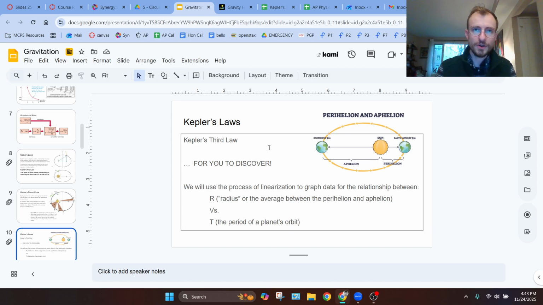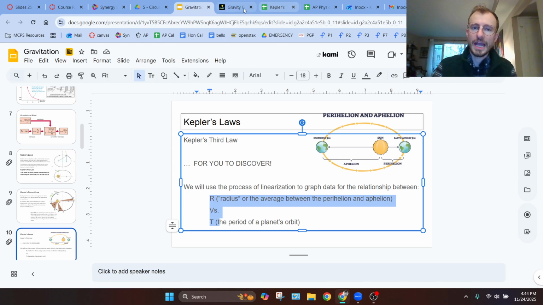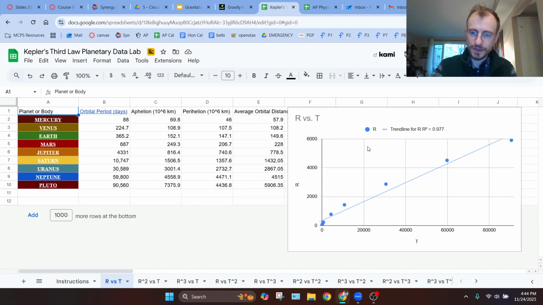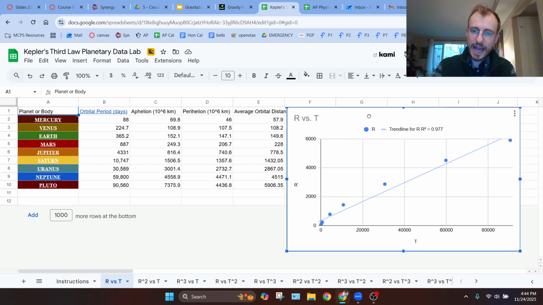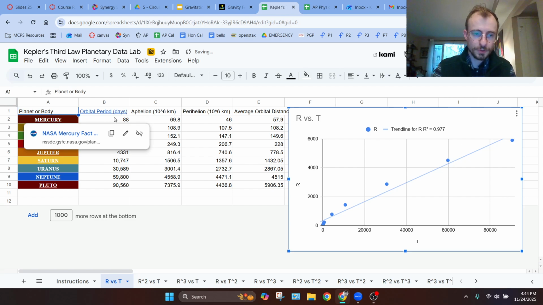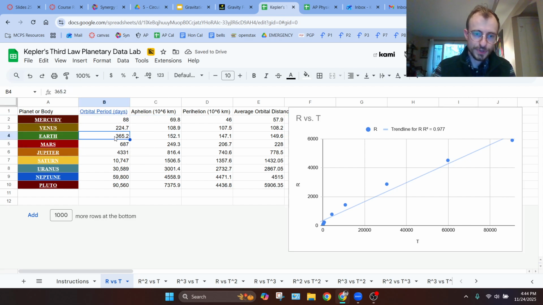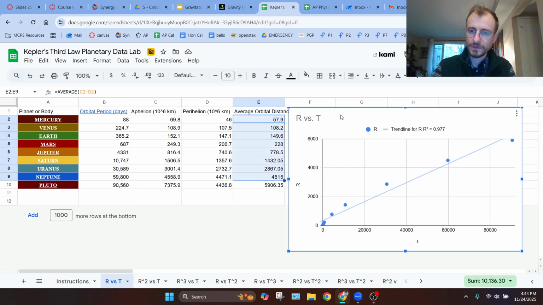And Kepler figured this out without using Newton's laws. He didn't have gravity or calculus or anything to use. He just used astronomical data. And he plotted the relationship between R and T, and he got something that looked a little bit like this. So I have here the data that I got from NASA for all of the orbital periods. Mercury has a period of 88 days, Earth 365, Saturn 10,000 days. And then I have their two orbiting distances, the closer distance and the farther distance, and I've just averaged those. So the idea is that if I were to plot the average distance, R, can I get this out of the way?